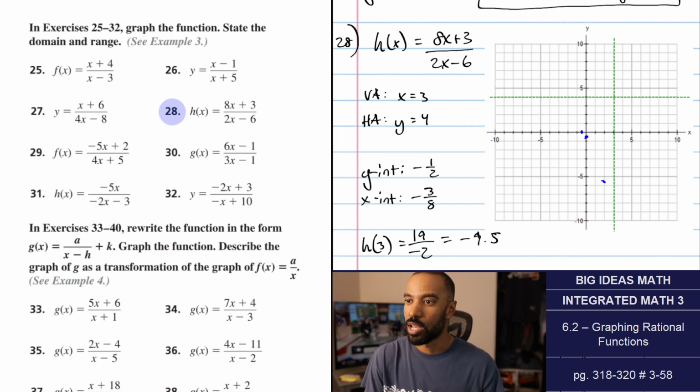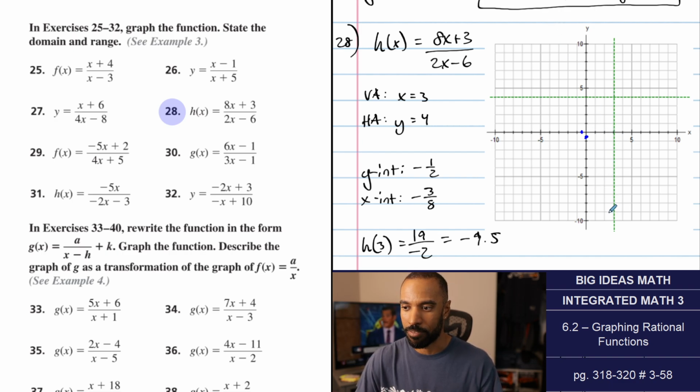Oh, I'm sorry. It's not negative 9.5 down from the asymptote. It's negative 9.5 down as a y value. See, that's the one problem. I just confused myself there. So there's negative 9.5 like that. That's really far down, which means it goes really high up.